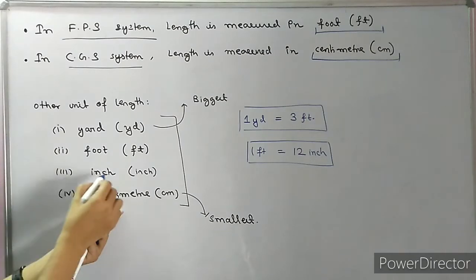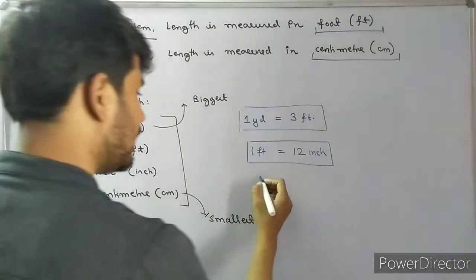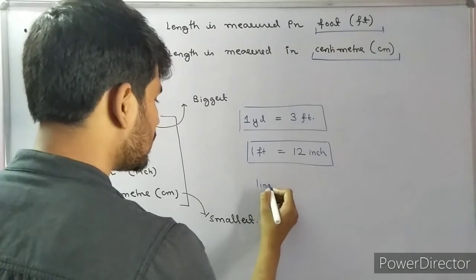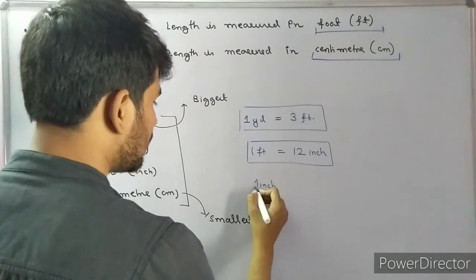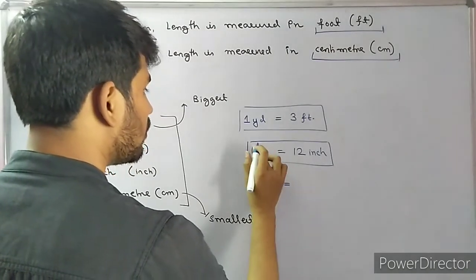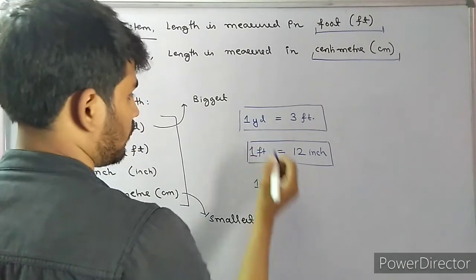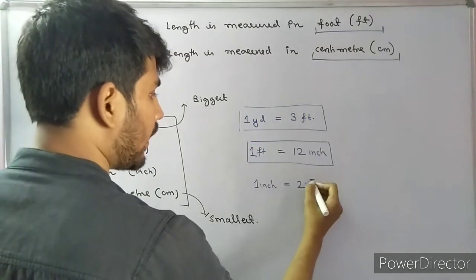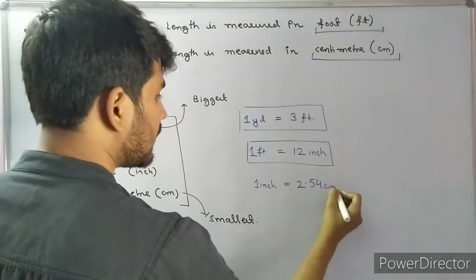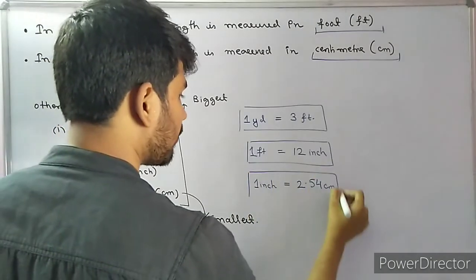And finally, inch is bigger than centimeter. And 1 inch is equal to 2.54 centimeter. I hope you will remember all this.